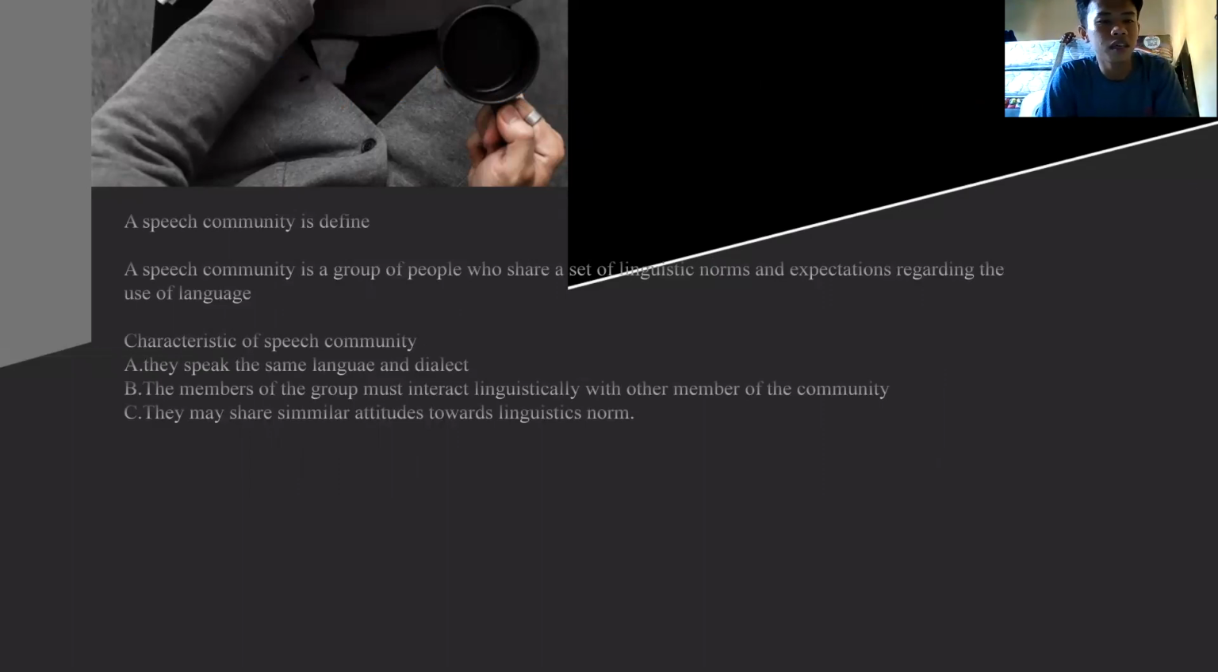A speech community is a group of people who share a set of linguistic norms and expectations regarding the use of language. And then characteristics of a speech community. The first one, they speak the same language and dialect. And then the members of this group must interact linguistically with other members of this community. And then the last characteristic, they may share similar attitudes towards linguistic norms.